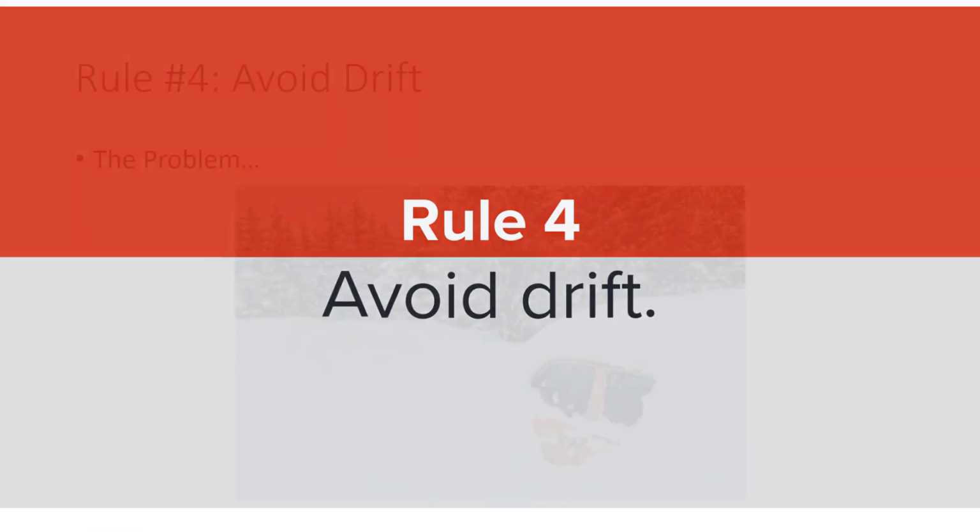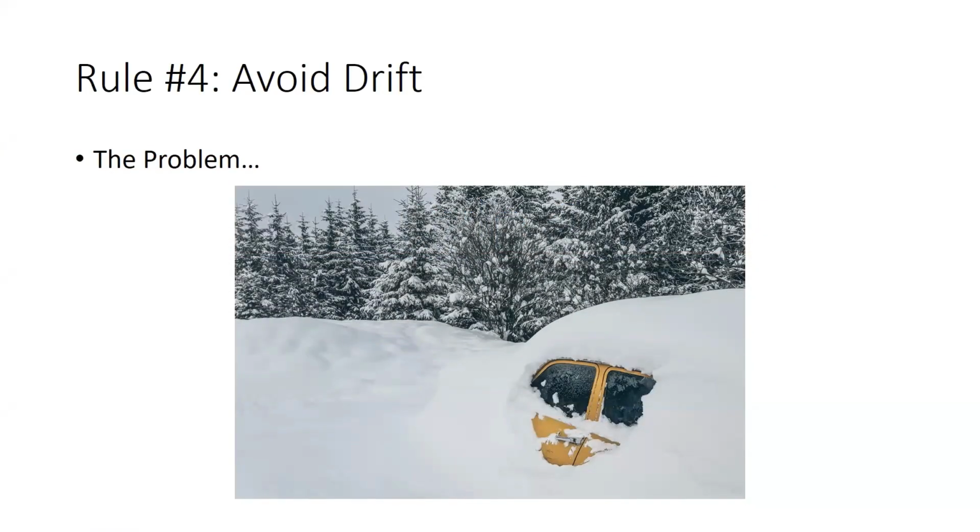So rule number 4, unlike this car, we need to avoid drift in our meetings. So what is that problem? What does that look like? Drift in the meeting is basically you've got a purpose, hopefully you followed rule number 1, right, which is to define the meeting purpose and so forth. And drift is when you veer off, right? You end up somewhere where you didn't intend, right?